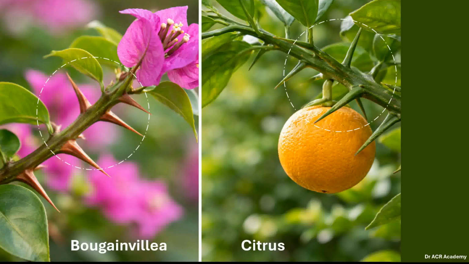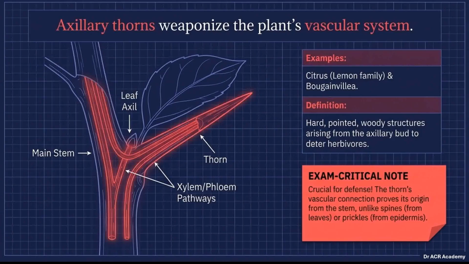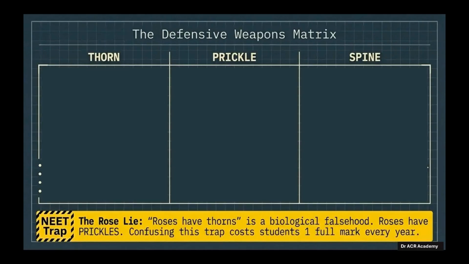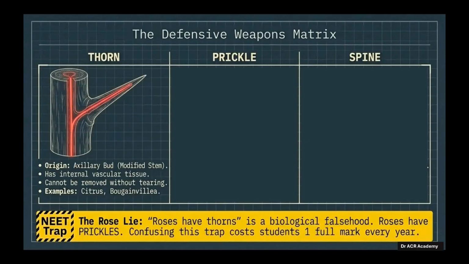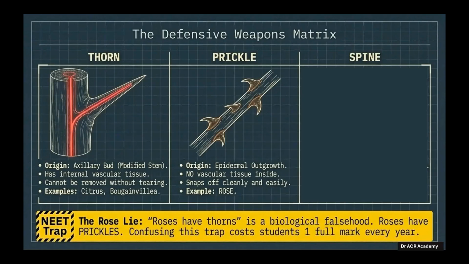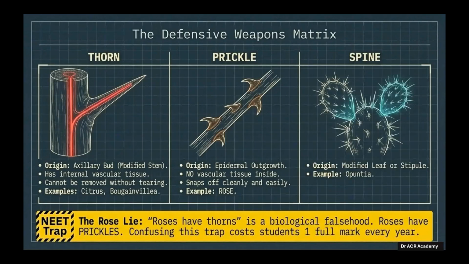And listen up, here's an absolutely killer neat trick. Thorns are actual modified stems, which means they have vascular tissue inside them. A thorn comes from a stem. A prickle comes from the epidermis. It's just skin deep. And a spine, like on a cactus, that's actually a modified leaf. Now look at the vascular tissue column. Thorns and spines have it. Prickles do not. This is a guaranteed type of question.